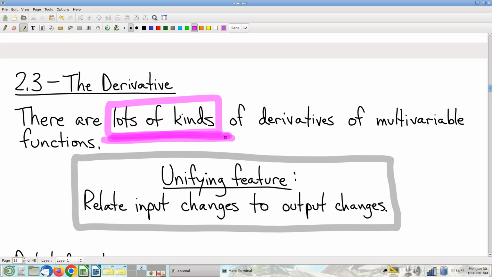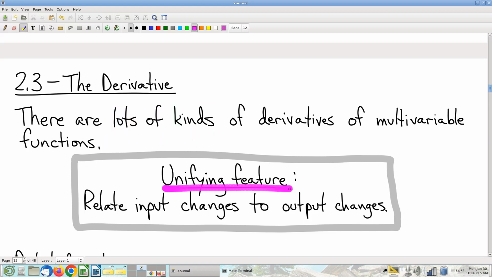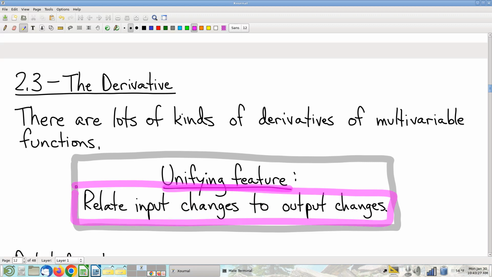So when you have multiple things for which we use the same word, namely a derivative, that means they have to have something in common. Why do we use the same word for different things? Well, they have this common, what I like to call a unifying feature. And I think this is an important thing to hit before we talk about any actual derivatives: what is it that unifies them? What makes them all derivatives? And it's this thing right here. They relate input changes to output changes.